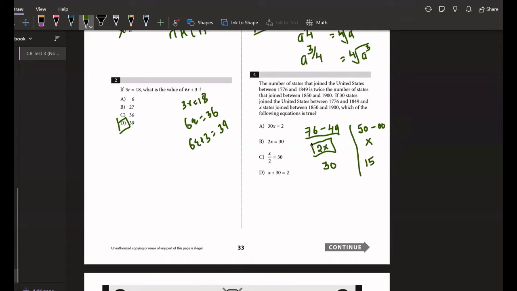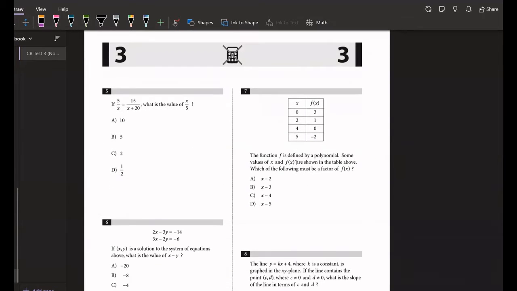Which of the following expressions is true? We need to find the value of X, which is 15. If you use the first equation, X would be 30 over 2, obviously not 15, but if you use the second equation, 2x equals 30, X would give me 15, and that's your answer, right? So your answer is B. If x over 5 is 15 over x plus 20, what is the value of x over 5?